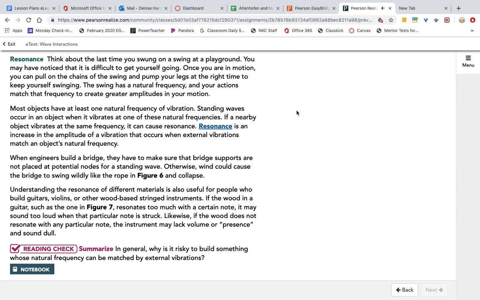Reading check. Summarize. In general, why is it risky to build something with a natural frequency that can be matched by external vibrations? Make meaning. Make a 2-column table in your notebook. Use it to record descriptions of constructive interference, destructive interference, standing waves, and resonance.